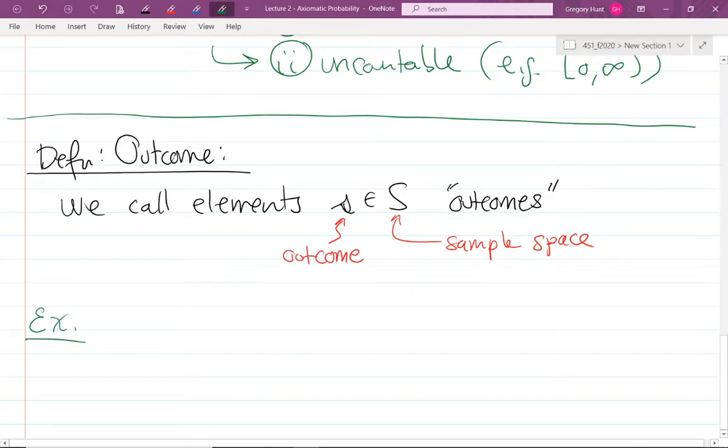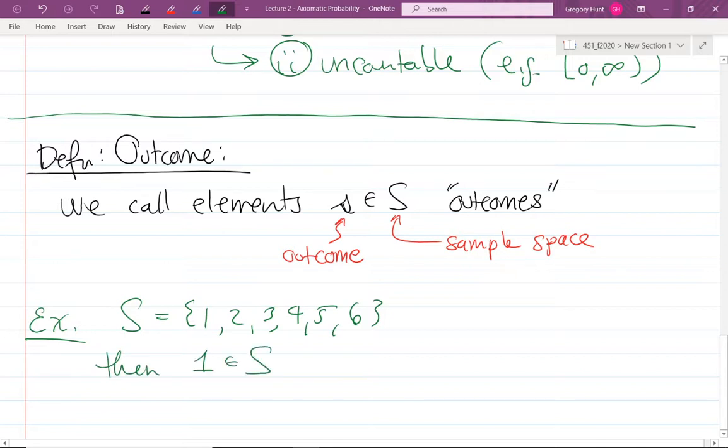So for example, if I take my example of rolling a six-sided die, my sample space, my set of possible outcomes, was 1, 2, 3, 4, 5, 6. Then 1 is an element of my sample space, and therefore, getting a 1 on my die is an outcome. It's a possibility of what I could get when I roll my die.